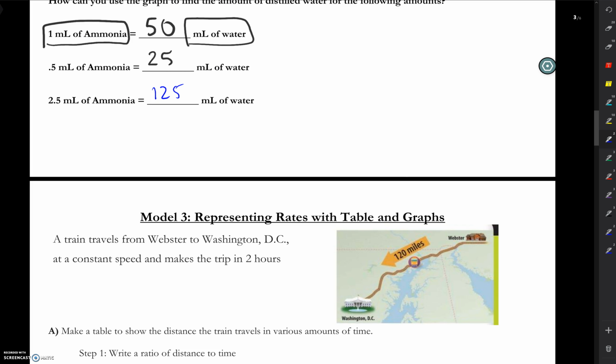Okay, so I did our first example. I did Model 1 and Model 2. We will go to Model 3, but I'm going to put this on a different video. This is going to be on Part 2. And so you're going to have to go back onto YouTube and click on Part 2.